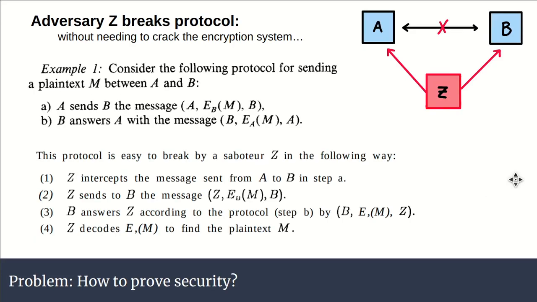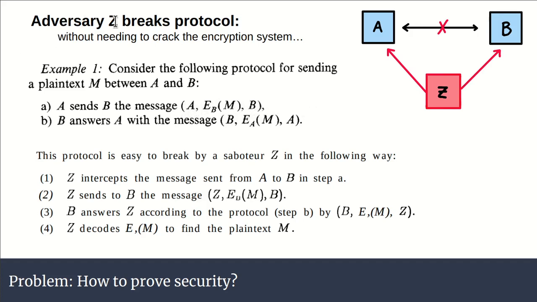Let's look at a cascade protocol example. In this example, when user A wants to send a message to user B, they encrypt the message using the public key of the receiver. The information of the sender and the receiver are included in the protocol.